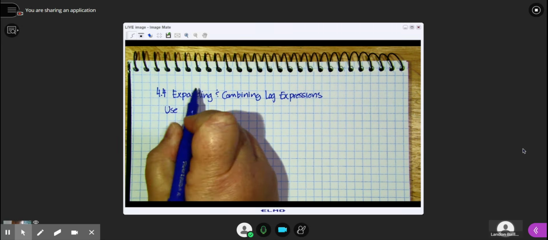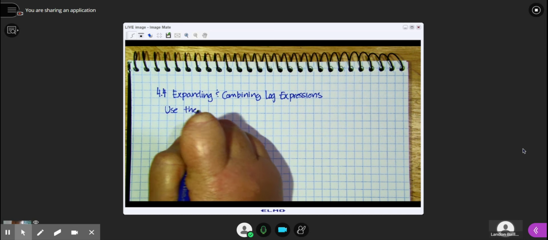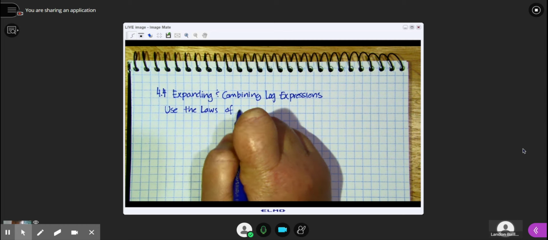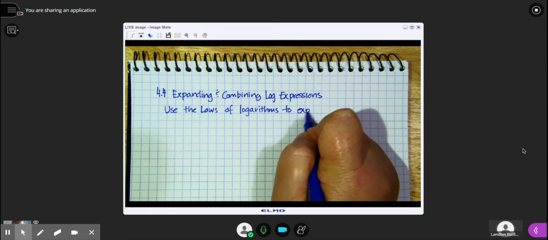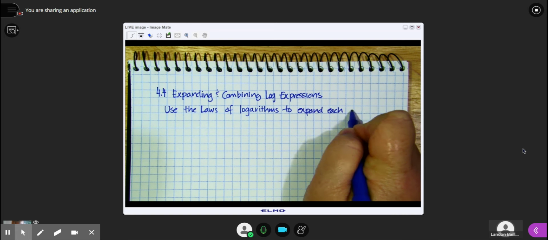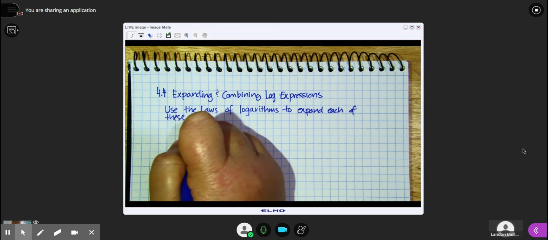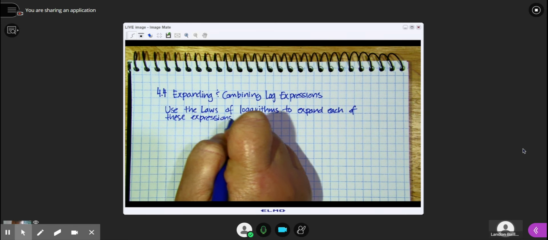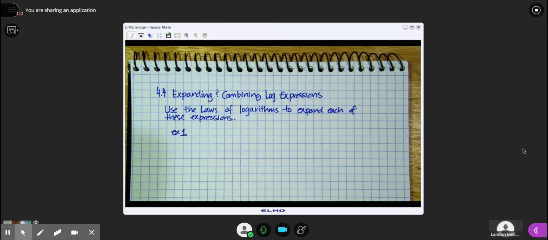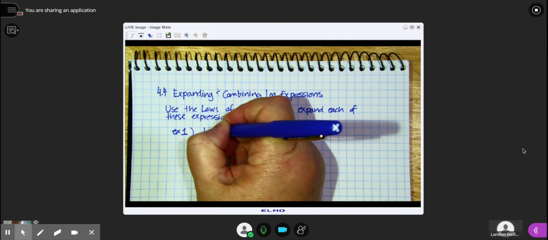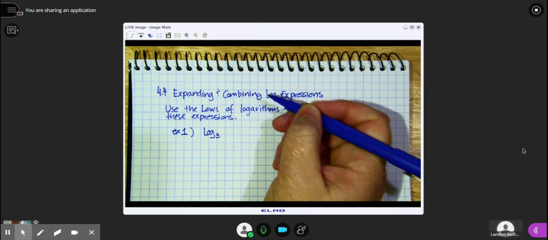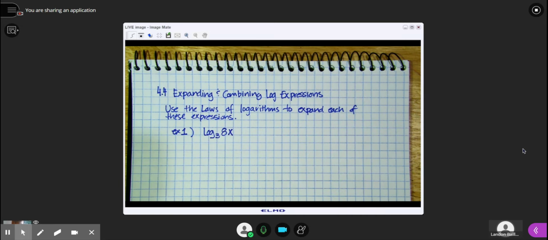All right, so what we want to do is we want to use the laws of logarithms to expand each of these expressions. All right, so here's our first example. In our first example, we're going to take log base 3 of 8x, and we want to expand this using the laws of logarithms.